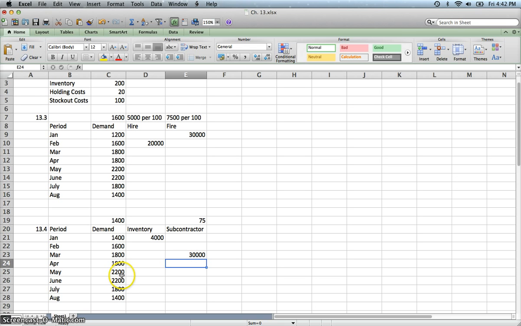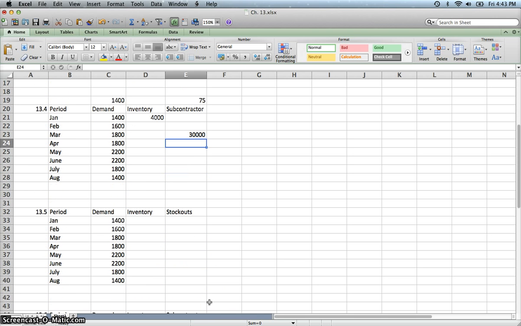Here we have 800 units times $75. And once again, you would have to add up this column. In this case, we would only have that one element of holding cost. And then anytime we had to subcontract, for example, in August, you wouldn't have to subcontract, so there would be zero cost. But these two columns together would be the extra cost for the inventory.